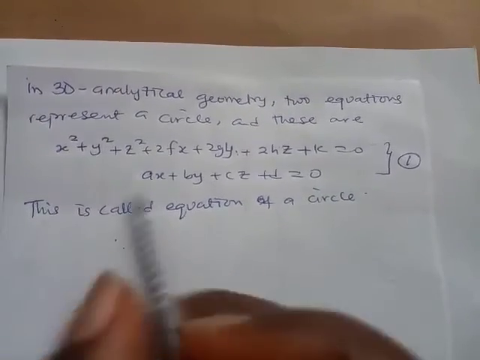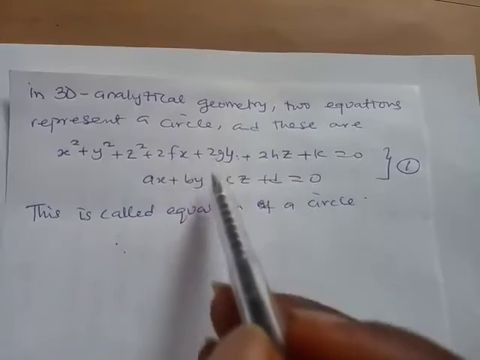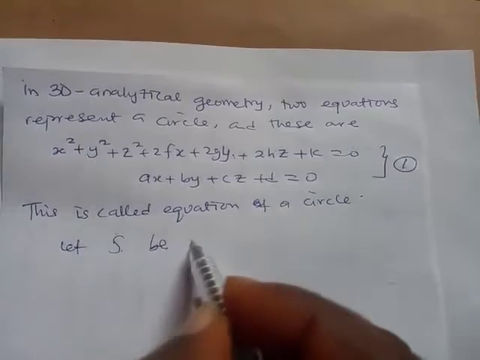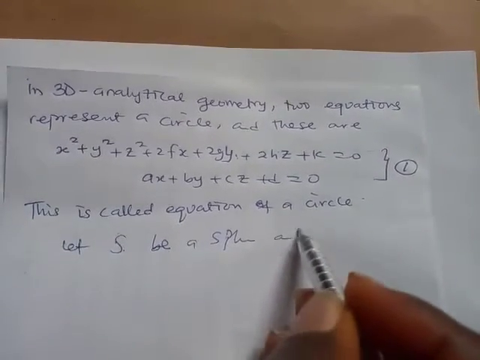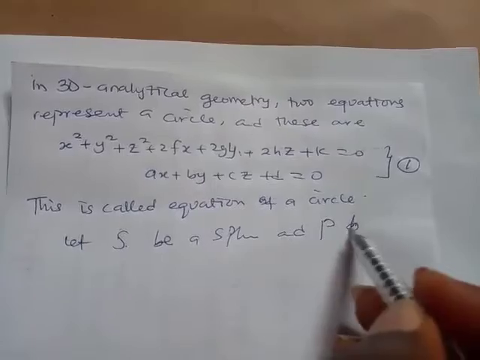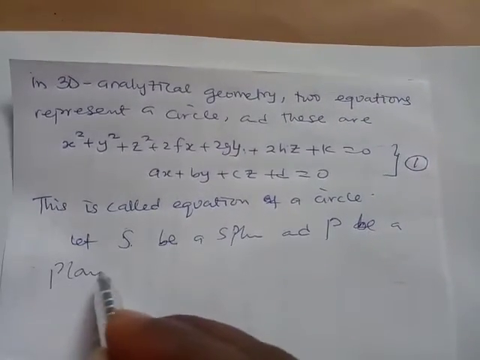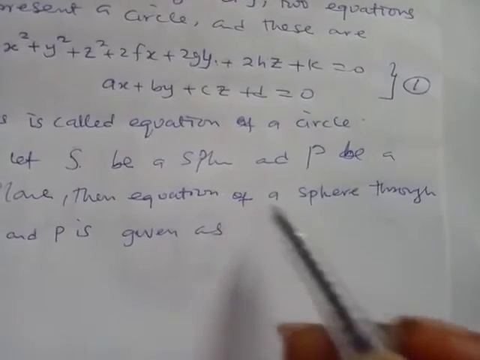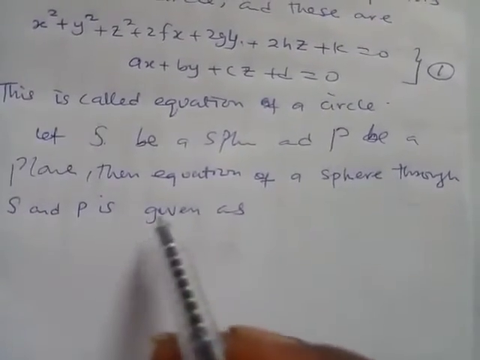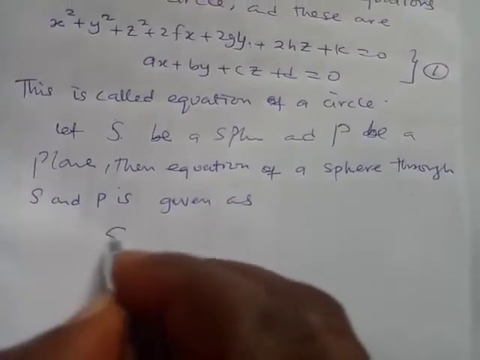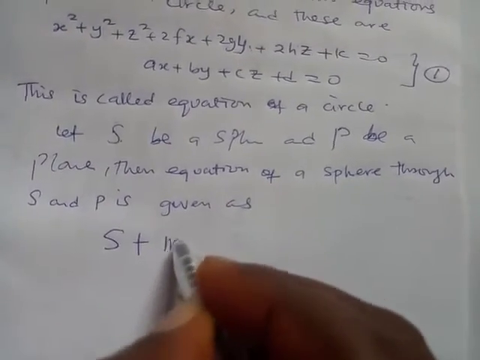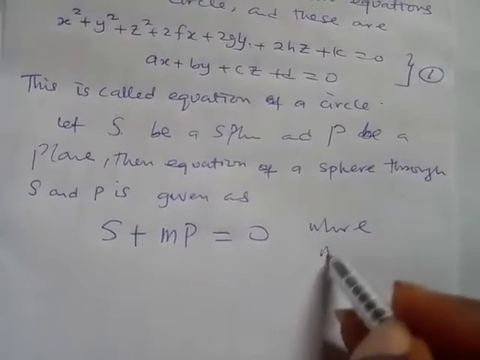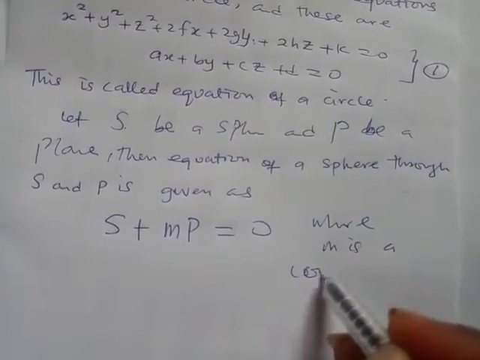Now, if you want to find a sphere that passes through this, let's assume that S is a sphere and let P be a plane. Then the equation of a sphere through S and P is given as S plus MP equal to 0, where M is a constant.